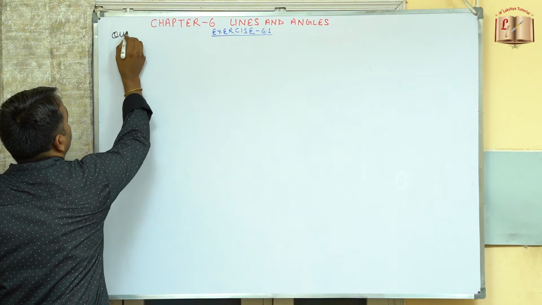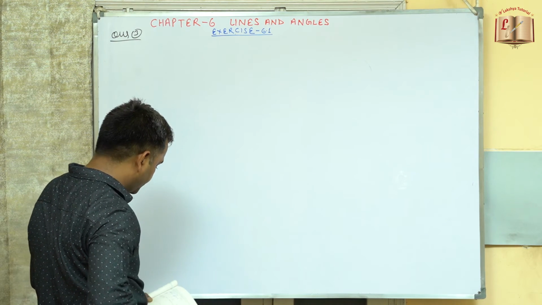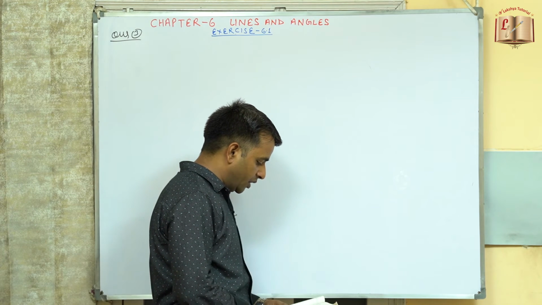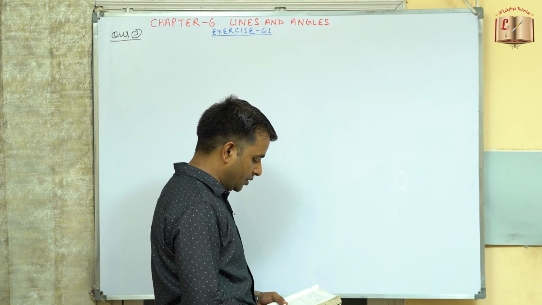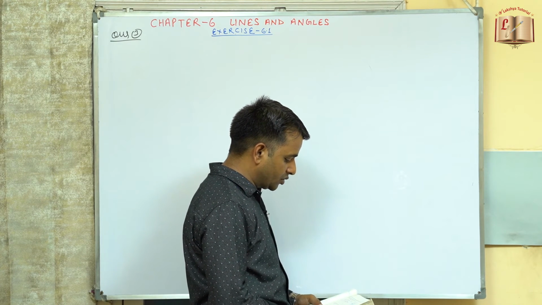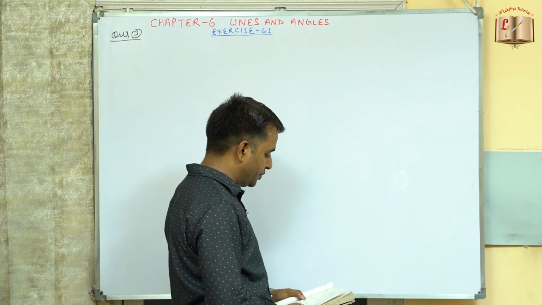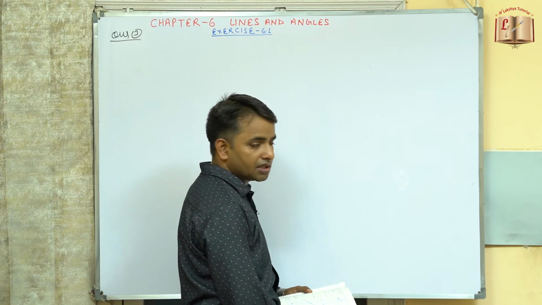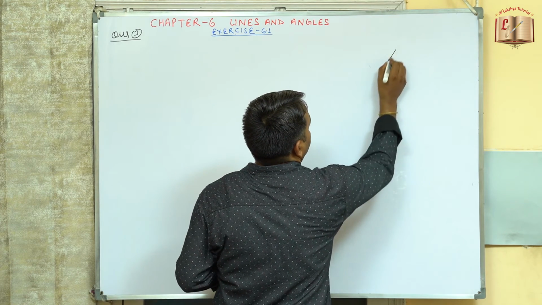Now coming to question number 3. In figure 6.15, angle PQR is equals to angle PRQ. Then prove that angle PQS is equals to angle PRT. So figure is already given to us.